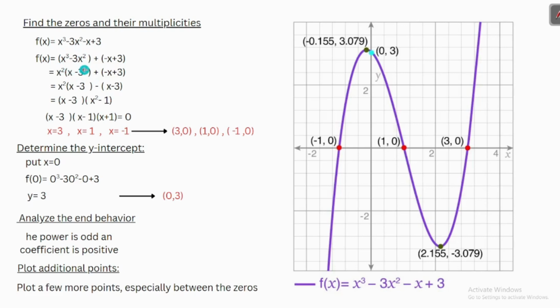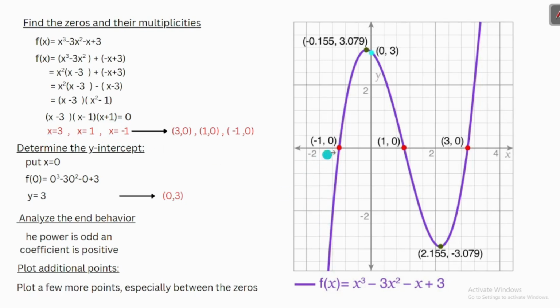First, we will try to factor this function. We will group these two terms and group these terms, and we will find x minus 3 is common between the terms, and the remainder will be x squared minus 1. X squared minus 1 can be factored again: x minus 1, x plus 1. So we have three brackets here. The first, we get x equals 3. The second, x equals 1. The third, x equals negative 1. These numbers are the zeros of this function.